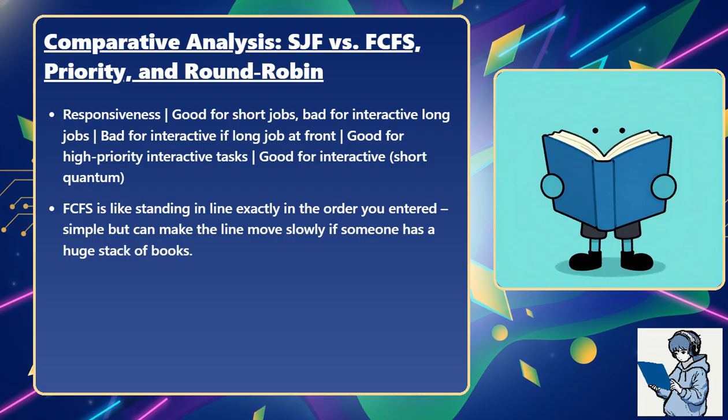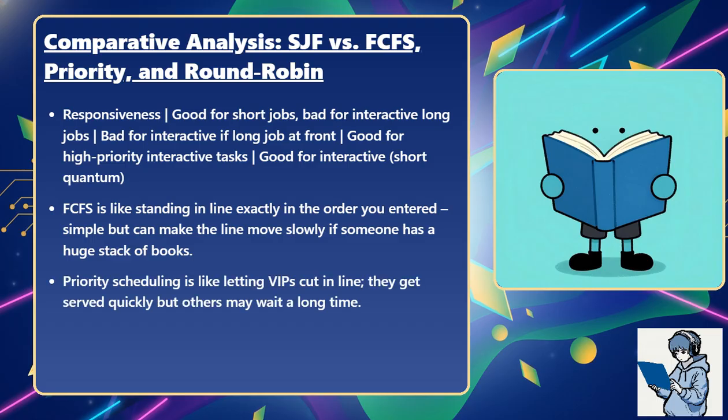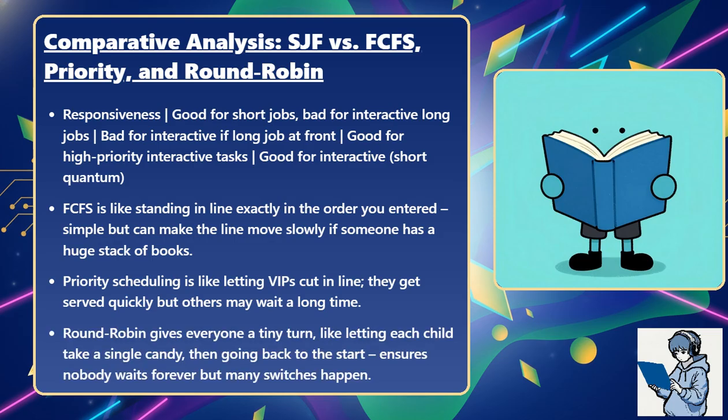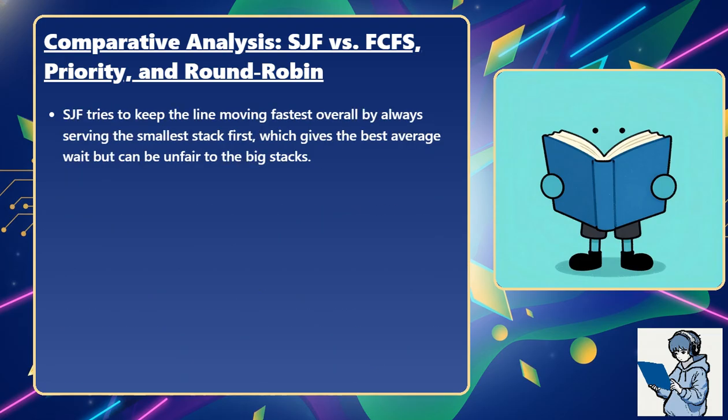FCFS is like standing in line exactly in the order you entered: simple, but it can make the line move slowly if someone has a huge stack of books. Priority scheduling is like letting VIPs cut in line: they get served quickly, but others may wait a long time. Round robin gives everyone a tiny turn, like letting each child take a single candy, then going back to the start. It ensures nobody waits forever, but many switches happen. SJF tries to keep the line moving fastest overall by always serving the smallest stack first, which gives the best average wait, but can be unfair to the big stacks.